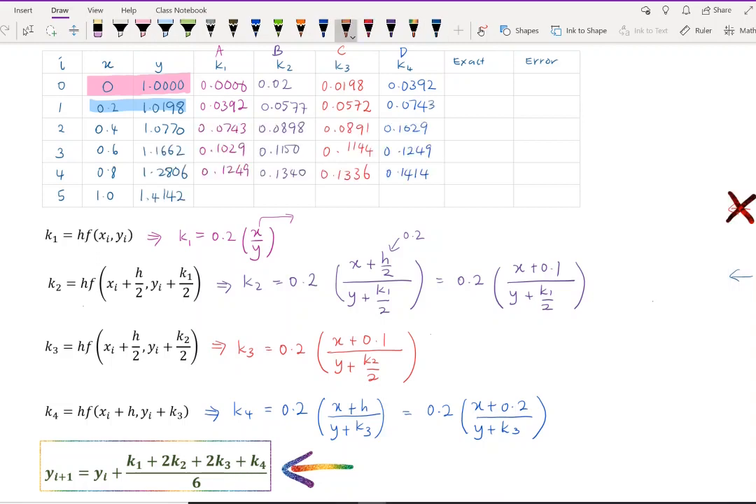Now we can calculate the exact value by using the equation given in the question, which is Y equals the square root of X squared plus 1. Just insert the values of X and Y for each row, and you will get the exact value. Finally, the absolute error value equals the exact value minus the Y value. Coincidentally, in this question, all the error values are 0. So we can see here that RK4 is more accurate than the Euler method. Then it's done.